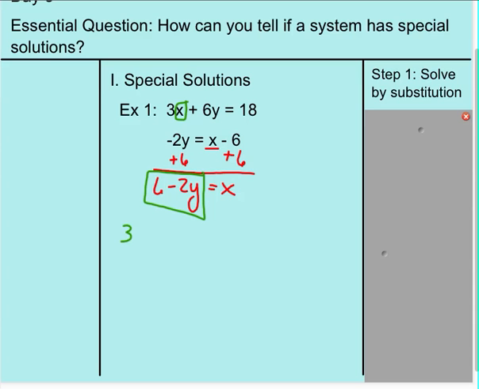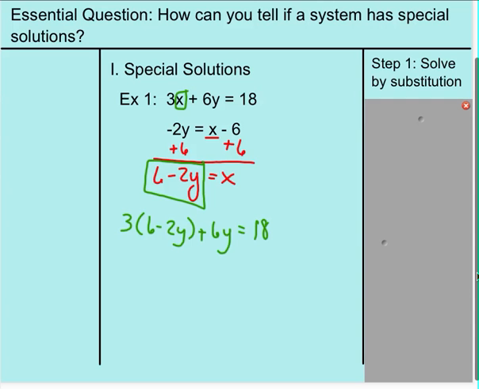So rewriting, substituting 6 minus 2y for x, finishing my equation plus 6y equals 18. When I distribute my 3, I get 18 minus 6y plus 6y equals 18. Combining like terms, negative 6y plus 6y cancels, so I'm left with 18 equals 18.